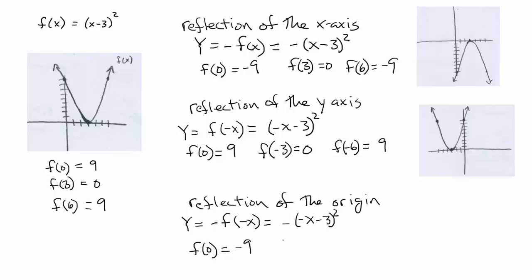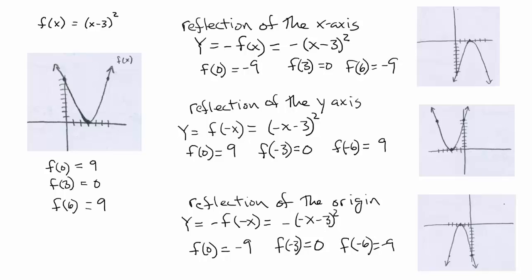And f of negative 3 is equal to 0, and f of negative 6 is equal to negative 9. And now if we take a look at the picture, we can see that we reflected over the x-axis and then over the y-axis, or we reflected over the y-axis and then over the x-axis. And the signs inside and out of the parentheses, the inputs and the outputs, both change signs. And that's all for this video on reflections, horizontal and vertical shifts.